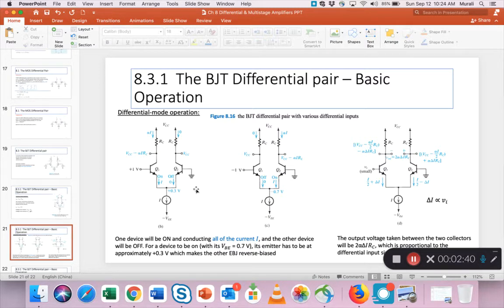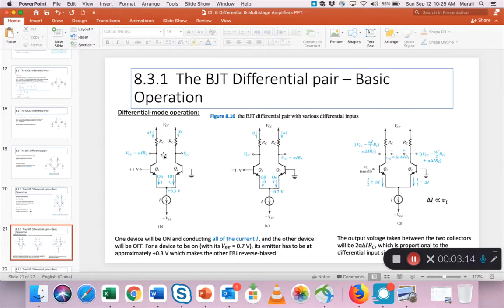So that's what happens. Similarly here, if you apply a minus 1 volt on Q1, that becomes off, reverse biased. And the other device, Q2, even though it is at ground, because this is much more negative, minus 1, Q2 is on and Q1 is off in this case, okay? So make sure you understand the logic here.